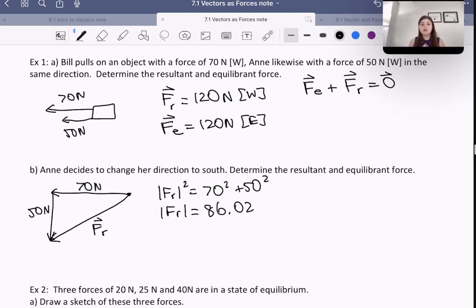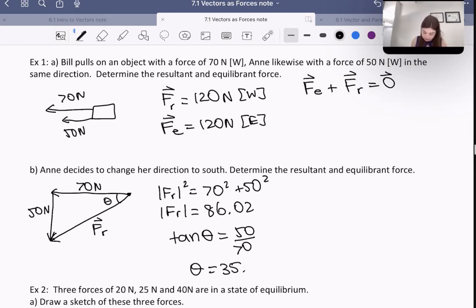Now, keep in mind that the vector must have a direction as well, so I also need to find this angle, and I can find this angle using basic trig ratios. So the tangent of theta is equal to the opposite, 50, over the adjacent, which is 70, which means that theta is going to be equal to 35.54 degrees, or you could even just round up to about 36 degrees if you wanted.